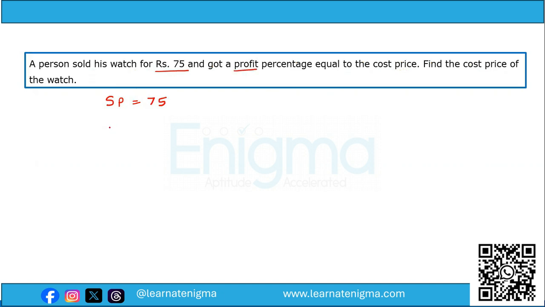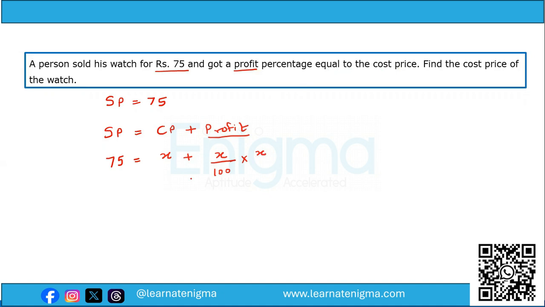Now, when you have a profit, selling price is basically cost price plus profit. Now, it is given here that the person got a profit percentage equal to the cost price. Now, let's assume the cost price of the watch to be X. So we can have the equation as 75 is equal to X plus. Now the profit percentage is equal to the cost price. So therefore, profit we can say is X percentage of X.